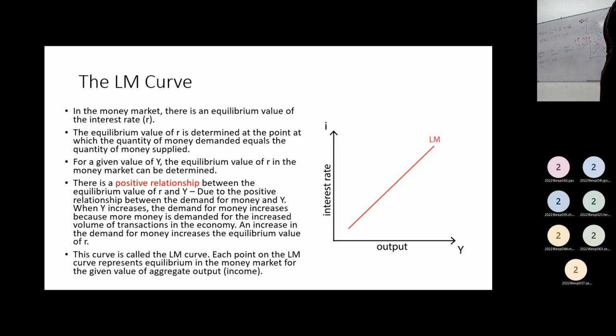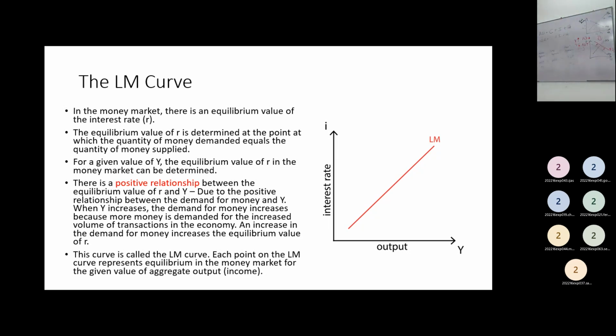The equilibrium value of R is determined at the point at which quantity of money demanded equals quantity of money supplied, right? So for the given value of Y, the equilibrium value of R in the money market can be determined. So the LM curve is drawn by taking the money market into consideration.